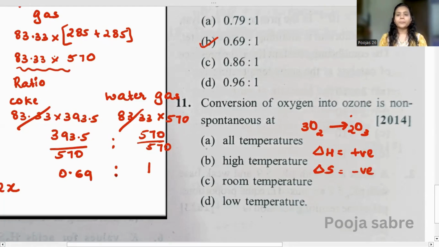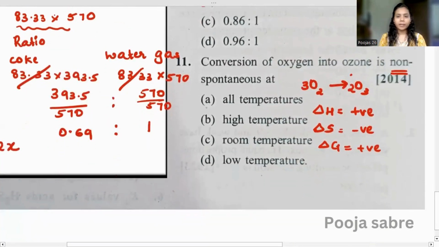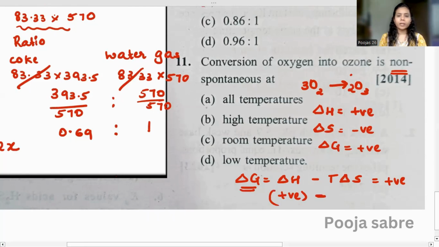So next thing is, now if delta S is negative, definitely T delta S will be negative in this case. Now the next thing is delta G for non-spontaneous. It should be greater than 0. That means it should be plus. Now delta G is plus. Next thing is we have delta G is equal to delta H minus T delta S, and which is positive. Clear? If delta G is positive and delta H is positive, then this should be negative. So negative and negative gives us positive.